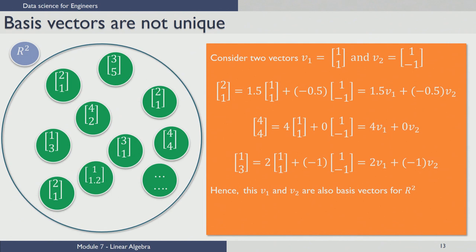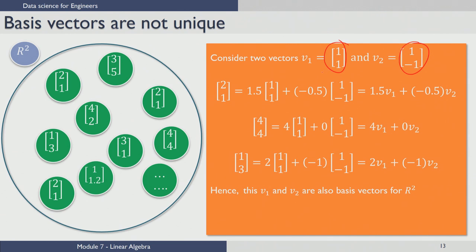So, take the same example and let us consider two other vectors which are independent. In the same example as before, where we had used two basis vectors (1, 0) and (0, 1), I am going to replace them by (1, 1) and (1, -1). Now, the first thing that we have to check is whether these vectors are linearly independent or not, and that is very easy to verify.